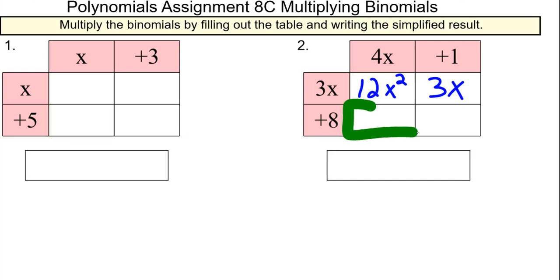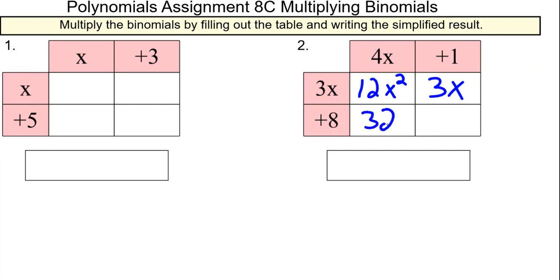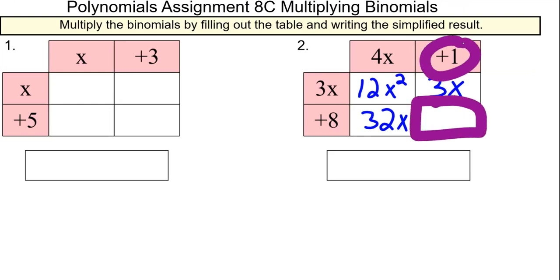We get this value by multiplying what is above it by what is beside it. 8 times 4x is 32x. And finally, we get this value by multiplying what is above it by what is beside it. 8 times 1 is 8.